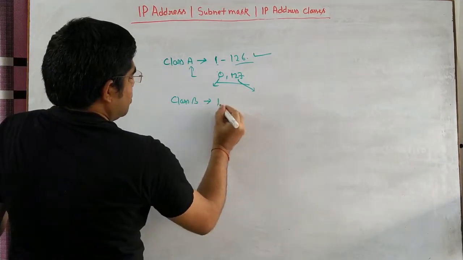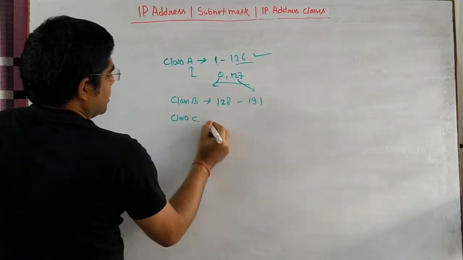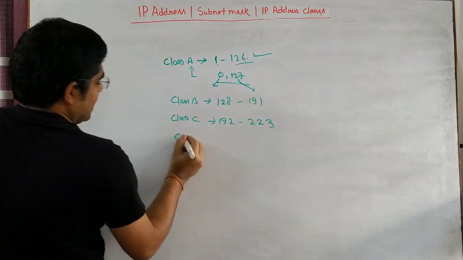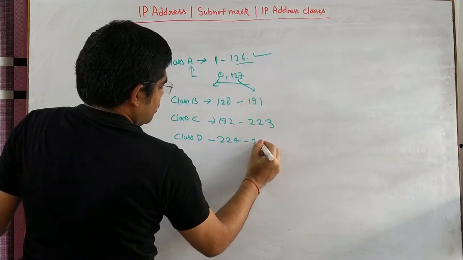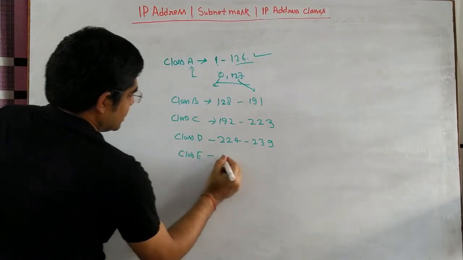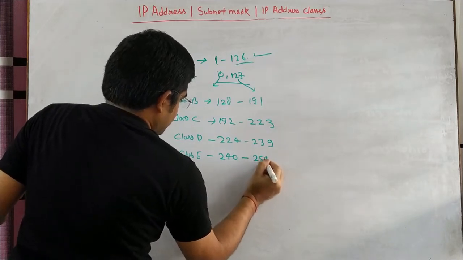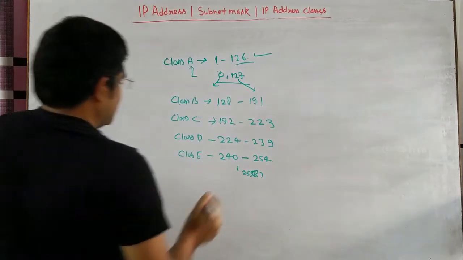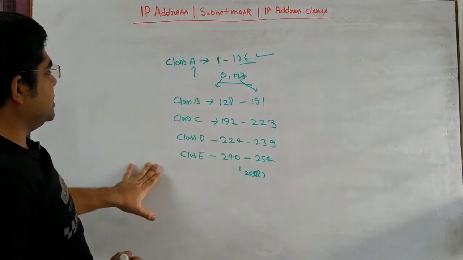Class B ranges from 128 to 191. Class C starts from 192 and ends at 223. Class D starts at 224 and ends at 239. And Class E, the last class, starts from 240 and ends at 254. 255 is also reserved. So these addresses are reserved.